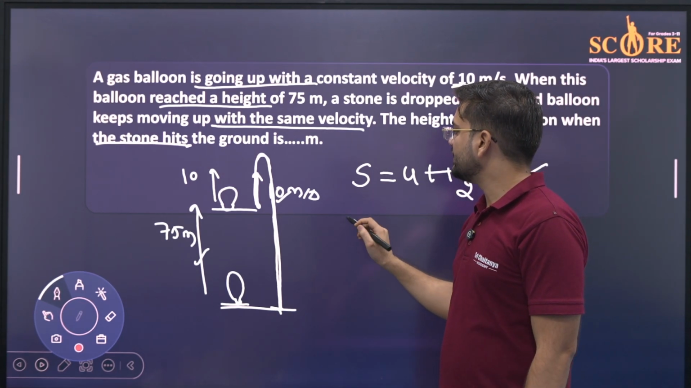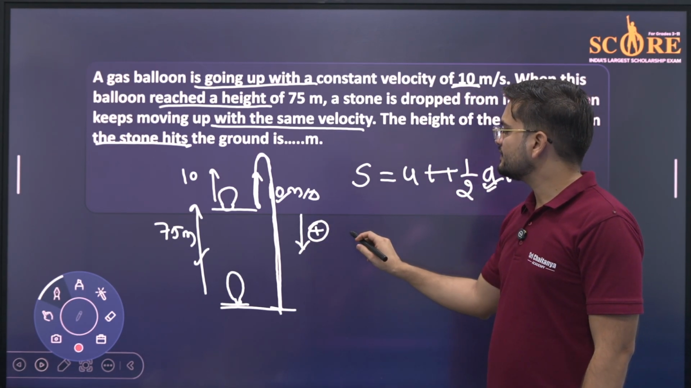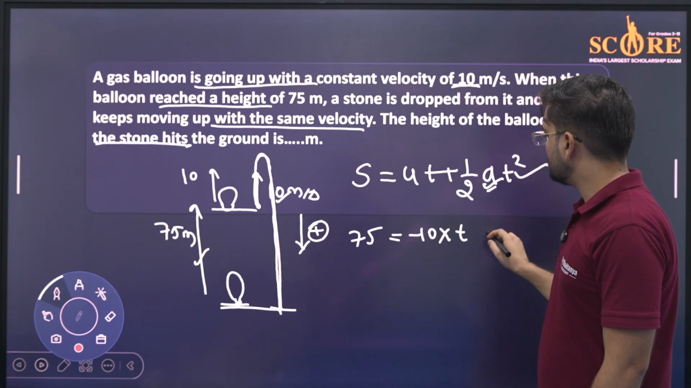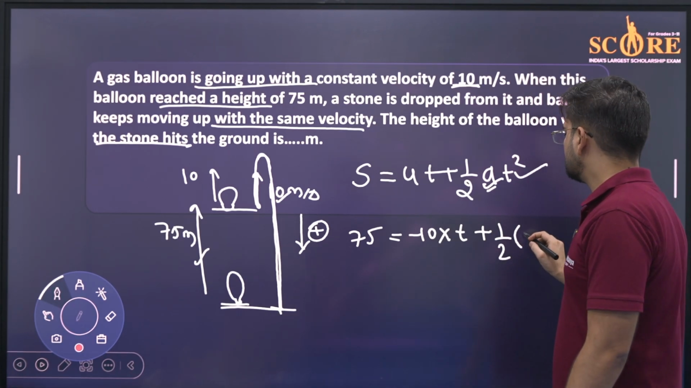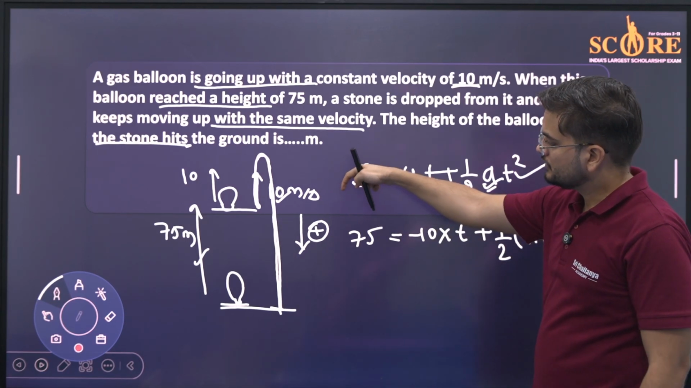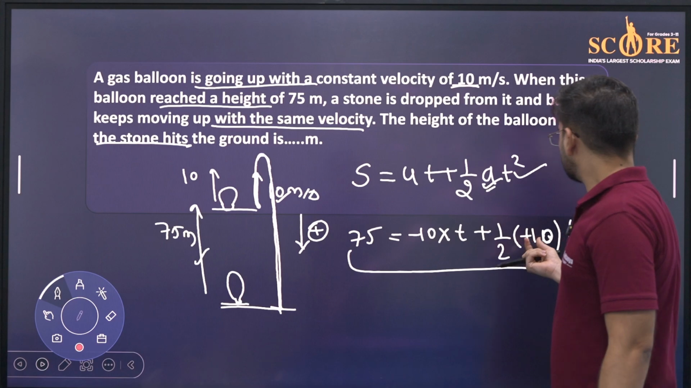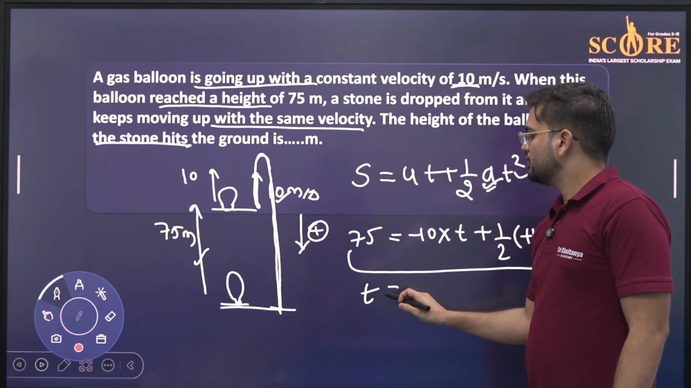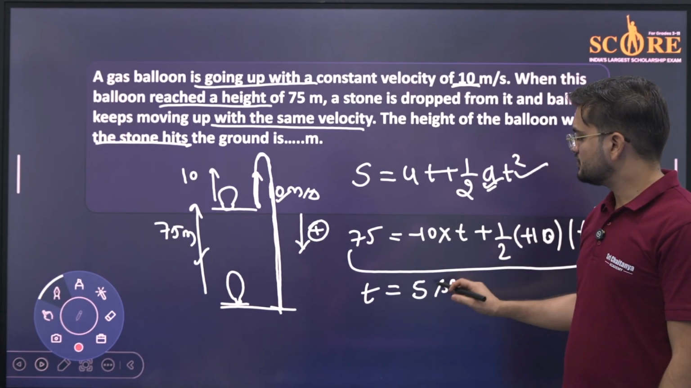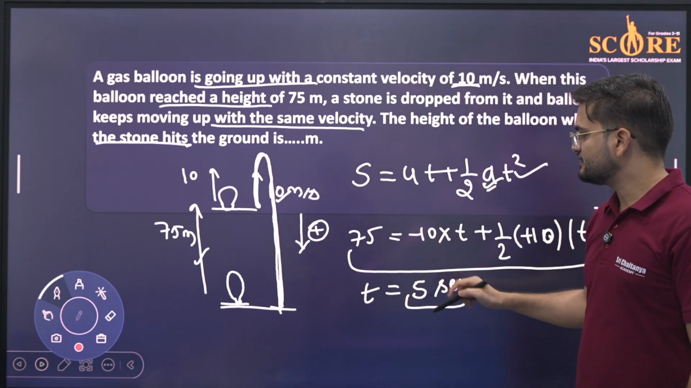If I consider the downward direction as positive, then displacement will be 75. Initial velocity will be -10, time is t, plus half, a is +10, because I have considered the downward direction as positive, and the time is t square. By using this quadratic equation, we can calculate time as 5 seconds and -3. -3 we will not consider. So the time taken by the stone to reach the ground is 5 seconds.